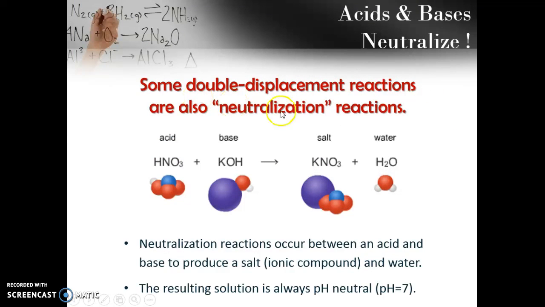And then some double displacement reactions are also neutralization reactions. What does that mean? So you start out with an acid and a base, and you end up with a salt and a water. You guys have heard of acids and bases before. A neutral solution would not be acidic or basic. It would just be neutral. Water is typically an indication that this type of reaction has occurred, and you'll get a salt as well. And it will always be pH neutral. So here, with an acid, your pH would be less than 7. With a base, your pH would be above 7. When you mix the two together in a neutralization reaction, you end up with a pH equal to 7.